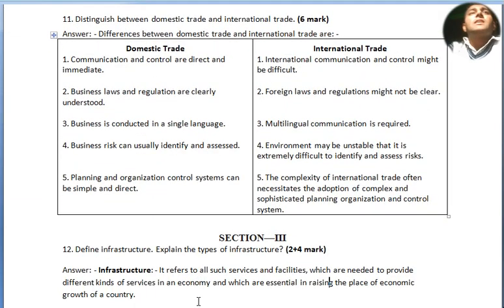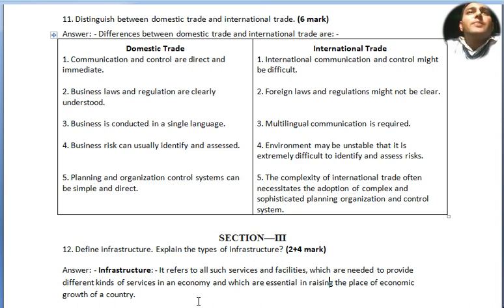Question number 11. Distinguish between domestic trade and international trade. The differences between domestic trade and international trade are: 2 columns, domestic trade and international trade. Point number 1, under domestic trade, communication and control are direct and immediate. Under international trade, communication and control might be difficult.